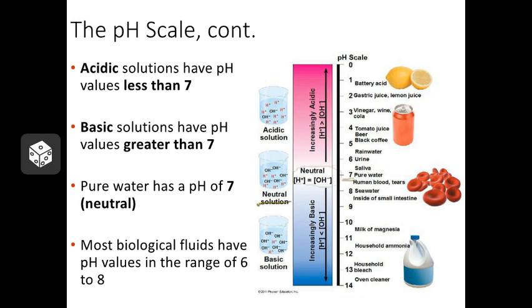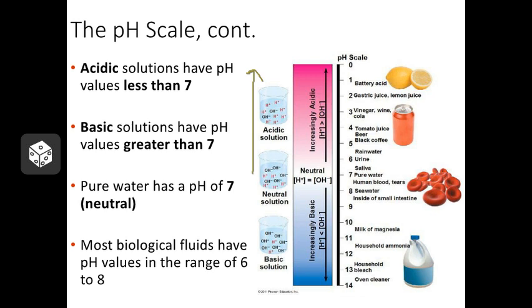Acids are chemicals that have a pH of less than 7, so 7 all the way down towards 0. And acids are going to have more hydrogen than hydroxide. If we add hydrogen to a solution, it becomes more and more acidic, and its pH is going to get closer to 0. So closer to 0 means more acidic.